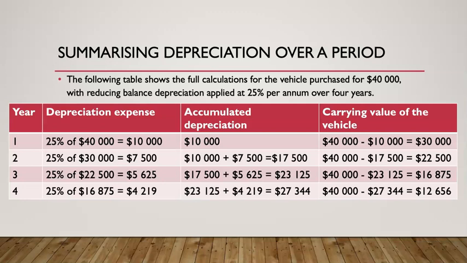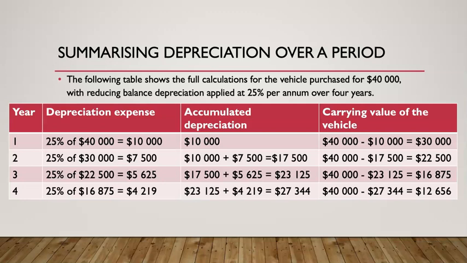We then apply, if you look down at year 3, 25% of that new carrying value to find our depreciation expense, which equals $5,625. That means our accumulated depreciation goes from 17,500 to 23,125 because we're adding 5,625 to it, which means we have a new carrying value of $16,875, which becomes our new basis to work out our expense for year 4 and so on. So this is why you can see in our second column, depreciation expense, this number keeps reducing in value each year because there is a lower carrying value each time.